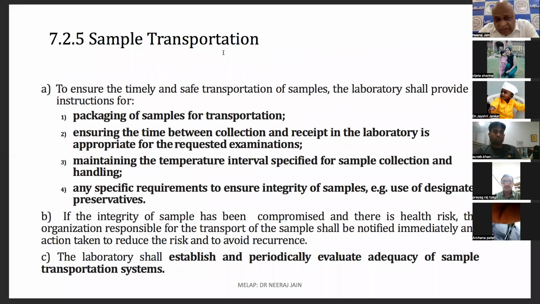In sample transportation, previously also it was an implied requirement. Now they have added, maybe after this COVID-19, packaging of sample for transportation. Otherwise, time, temperature, and you have to see integrity of the sample and safety of the person who is carrying those samples. So packaging of the sample is very important. And these days you are finding a lot of collection centers, a lot of additional laboratories. Samples are being transported from one place to another.